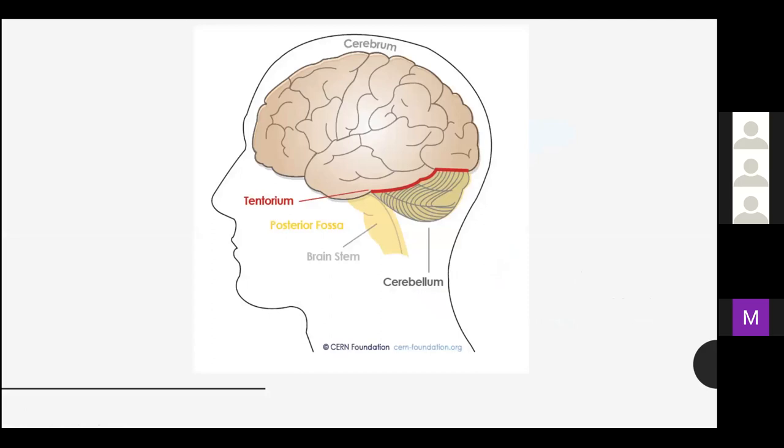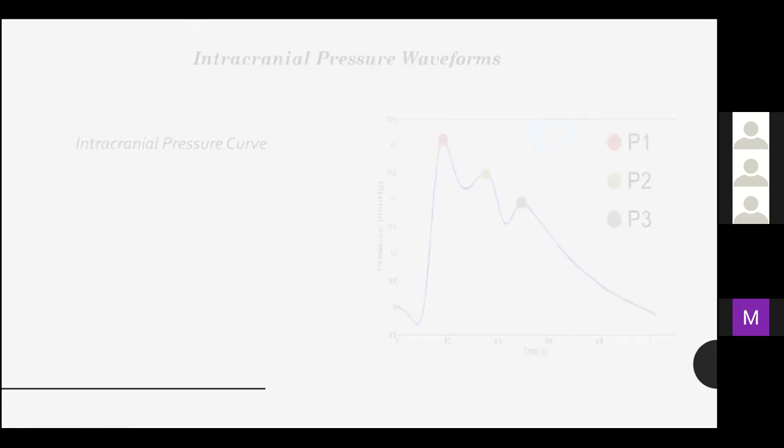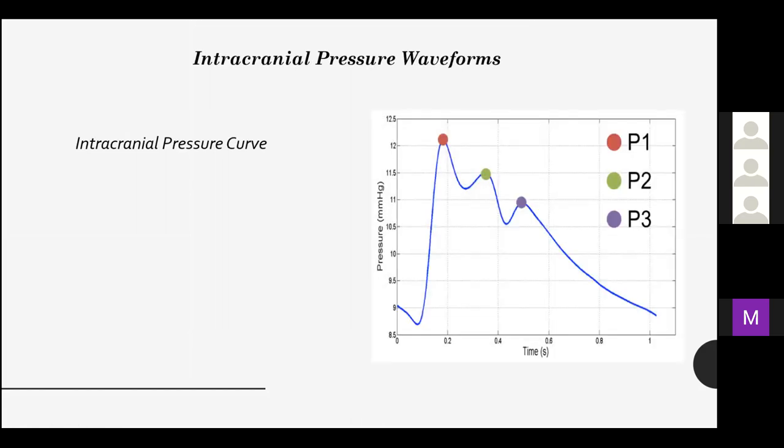Okay, brain parenchyma. We all know about brain parenchyma: cerebrum, cerebellum, and brainstem. Any structure or space-occupying lesion within the brain, supratentorial or infratentorial, can lead to raised ICP. So these are the three components: blood volume, CSF, and brain parenchyma. Any disturbance in any part of these three structures can result in raised ICP. Okay, so the next is the ICP waveform. The examiner might ask you in the exam to draw the ICP waveform. It has three components, P1, P2, and P3.